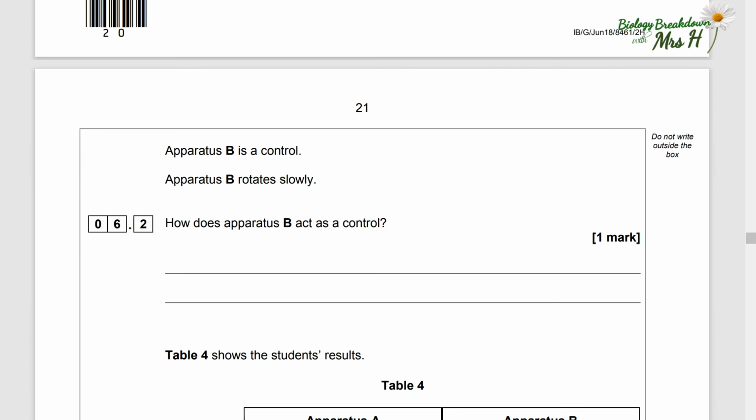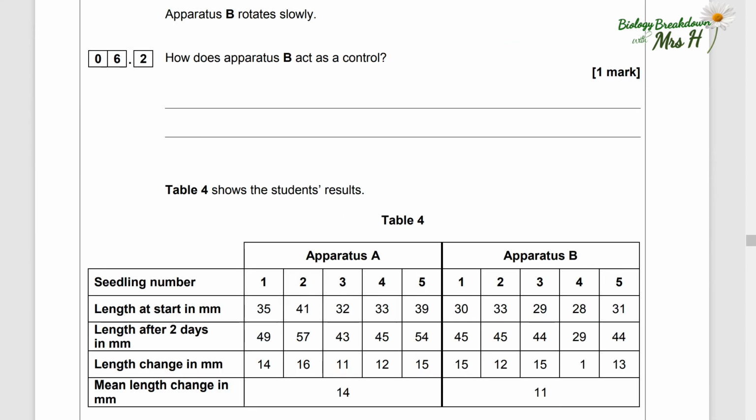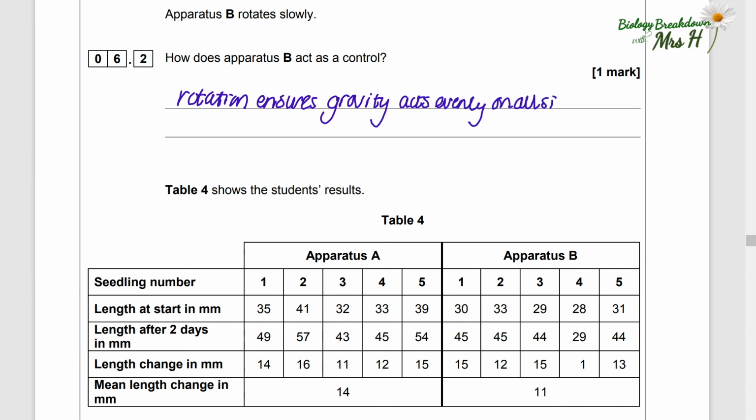Apparatus B is a control. Apparatus B rotates slowly. How does apparatus B act as a control? Well, we're trying to investigate the effect of geotropism, which is growth, and the effect of gravity on growth. So B is rotating constantly, so it's cancelling out the effect of gravity. So we get to see how seeds grow when gravity is not having an effect and when it does have an effect.